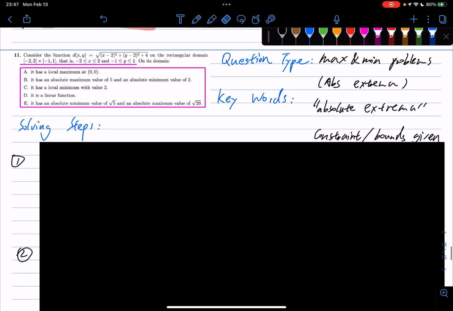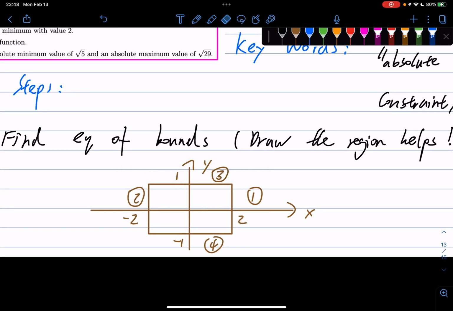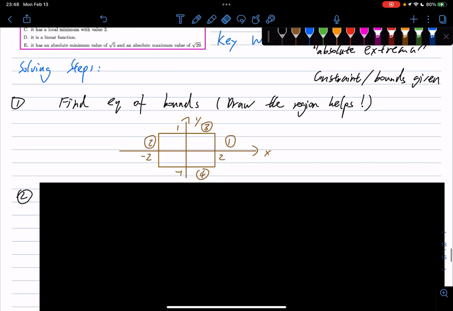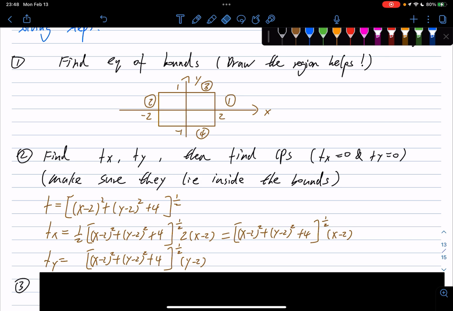So this one is a really long problem, so I have already written out the answers for you. The first step is we can find the equations of the bounds, and I would highly recommend that you draw the region out whenever it's possible. In this case, we have this rectangular region, and I have already labeled these 4 boundary lines as 1, 2, 3, 4, because we're going to use them later on. The second step is we're going to find the partial derivatives and then find the critical points.